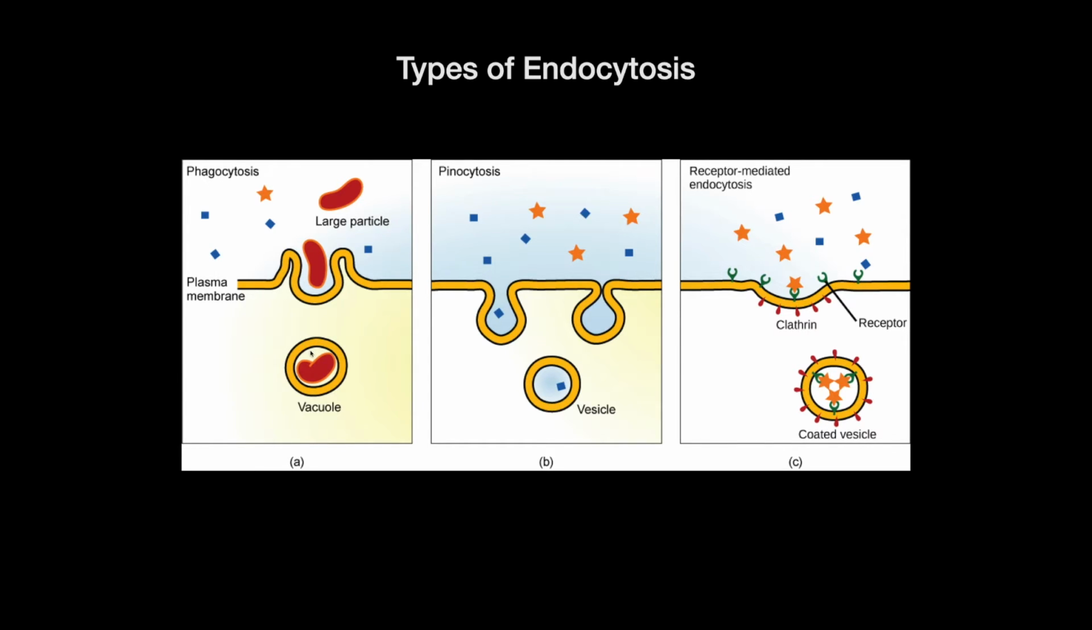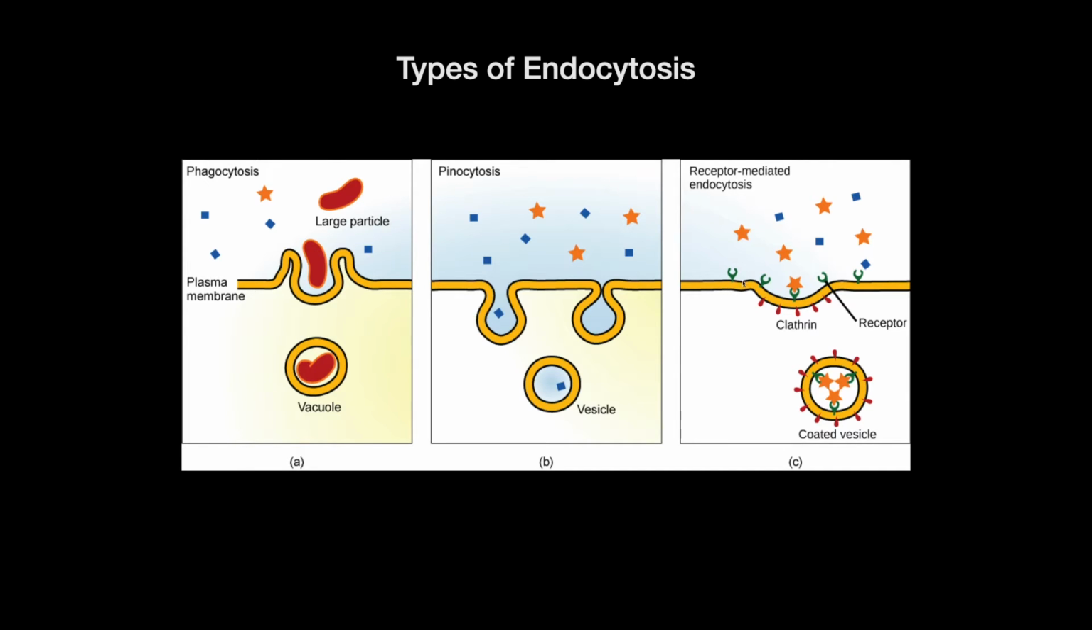Notice that the material that makes up the membrane around the vacuole is the same material that makes up the plasma membrane, this phospholipid layer. The next type of endocytosis is called pinocytosis, and this one is a process of cell drinking. These are water and dissolved materials. Same process: the cell membrane surrounds the material and it breaks off and forms a vesicle or a vacuole. Remember, this is also going to be made up of the phospholipid bilayer. The third type of endocytosis is called receptor-mediated endocytosis.